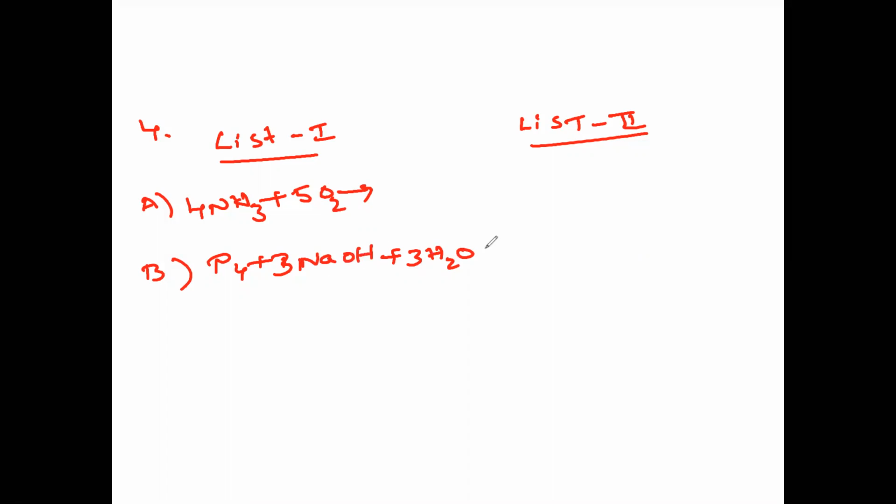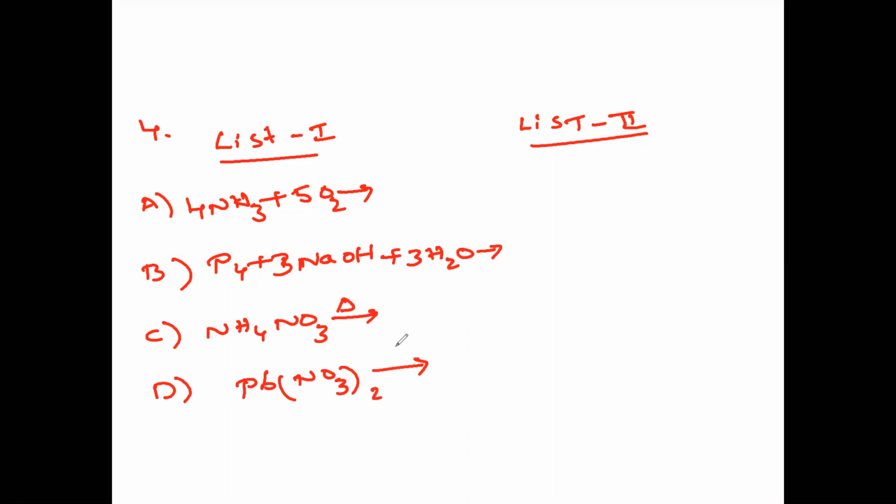Plus 3H2O gives rise to. Option C, NH4 ammonium nitrate on heating strongly gives rise to. Option D, lead nitrate on heating strongly gives rise to. So they can ask any equation, as I told you. And here they have given the products also. That is option 1, PbO plus NO2 plus H2O. Option 2, N2O plus H2O.